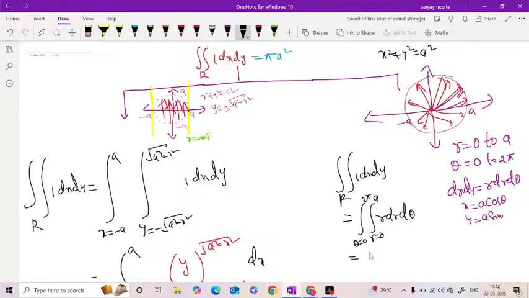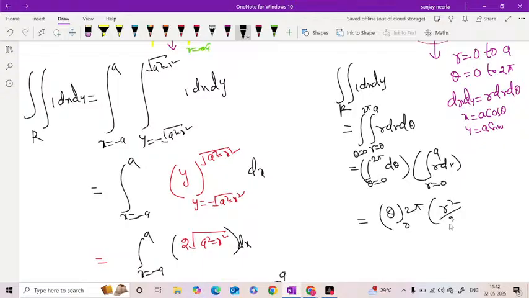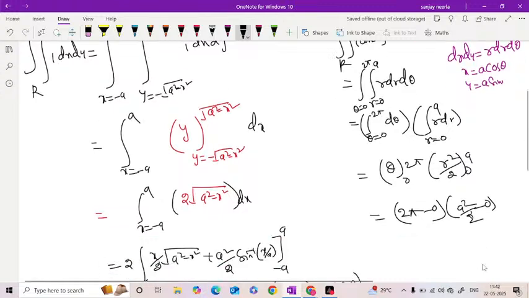Now we can easily simplify this one: integral 0 to 2 pi d theta is the first integration, and the second integration is integral 0 to a of r into dr. That means the first integration is theta with limits 0 to 2 pi, and the second one is r square by 2 with limits 0 to a. So 2 pi minus 0, and here a square by 2 minus 0. So we will get the result pi a square.